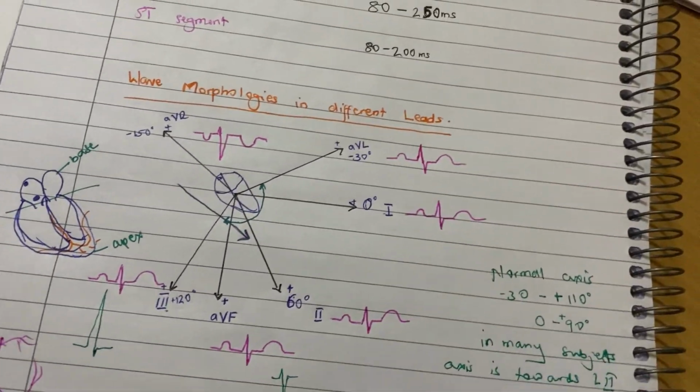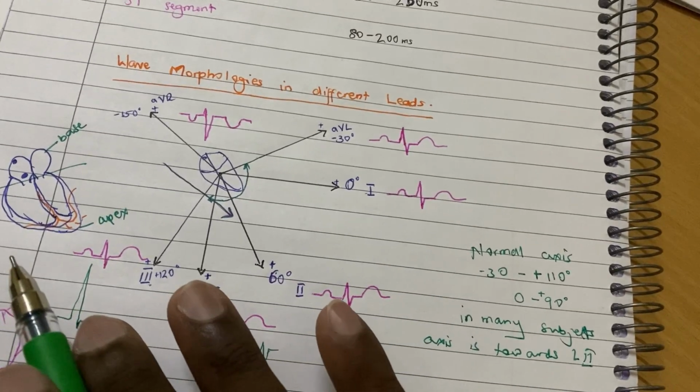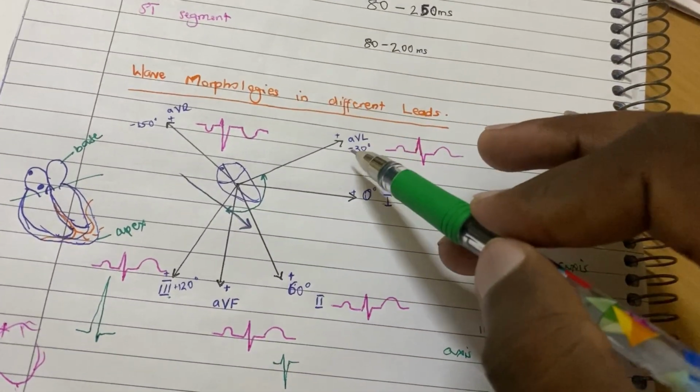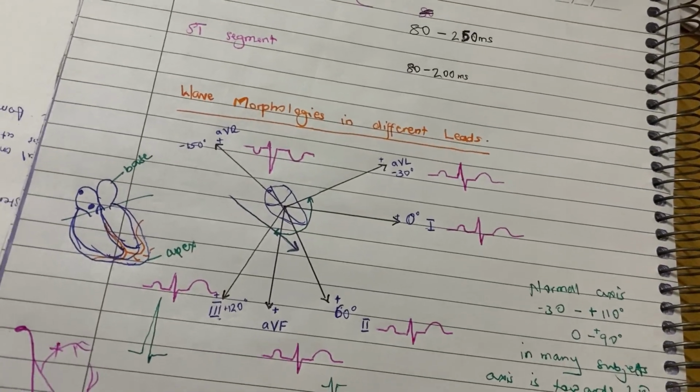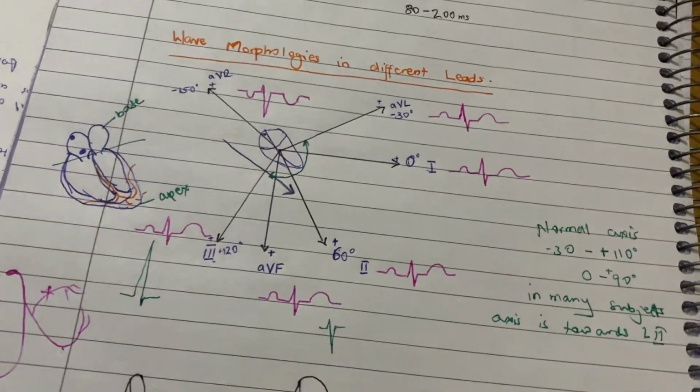If it is beyond 110, it is right axis deviation. If it is beyond negative 30 degrees, it is left axis deviation. We shall see conditions causing those when we start calculating axis.